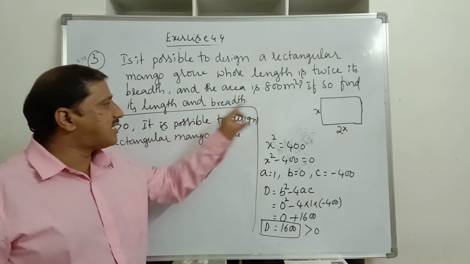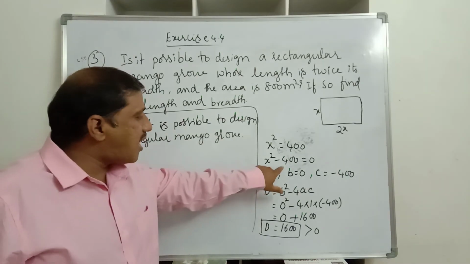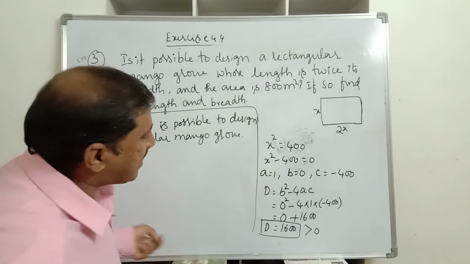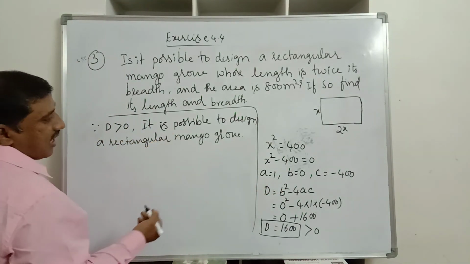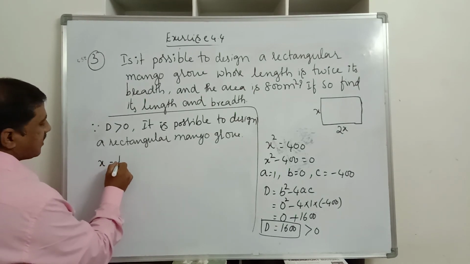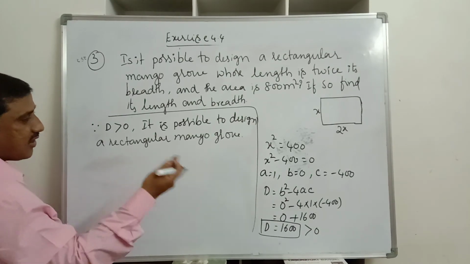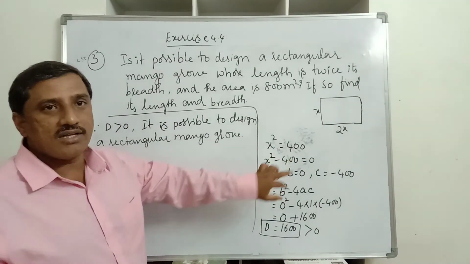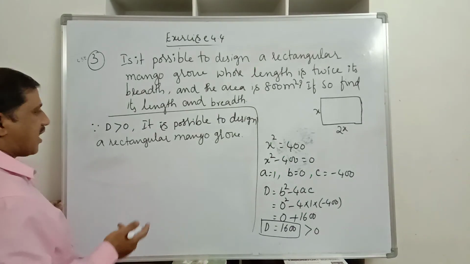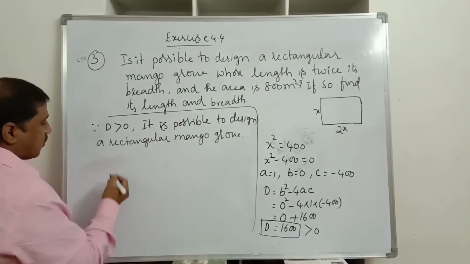So here breadth is nothing but x. Length is equal to 2x. Solve this quadratic equation by using the quadratic formula. Then we get the x value. You can also use the other method, factorization method. So now here x square minus 400 is equal to 0.